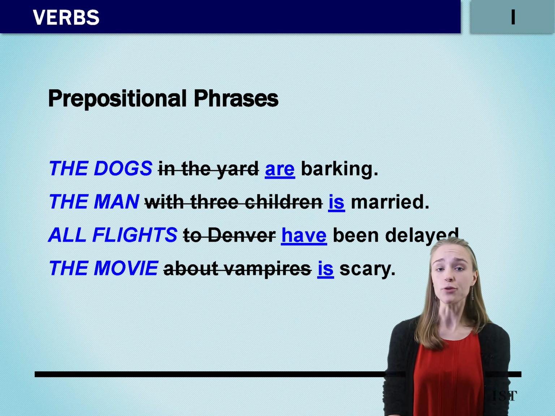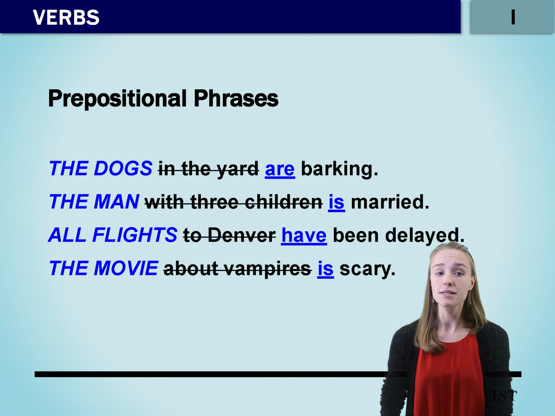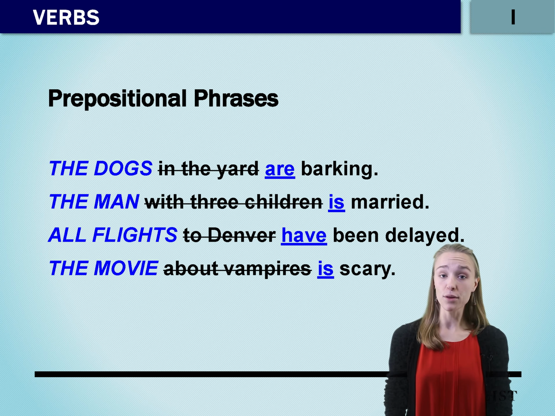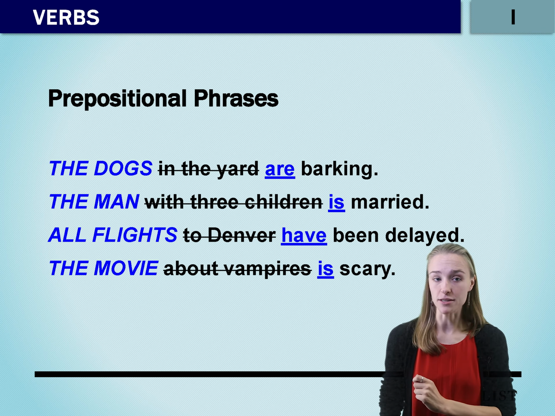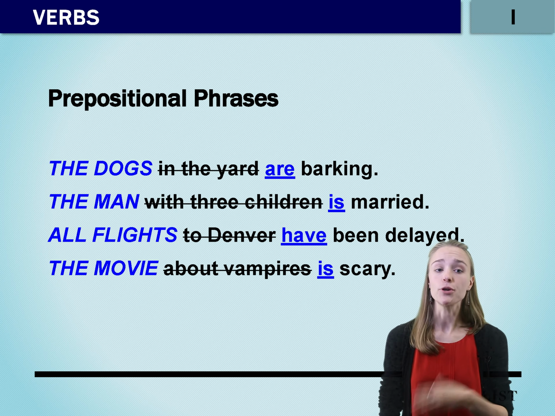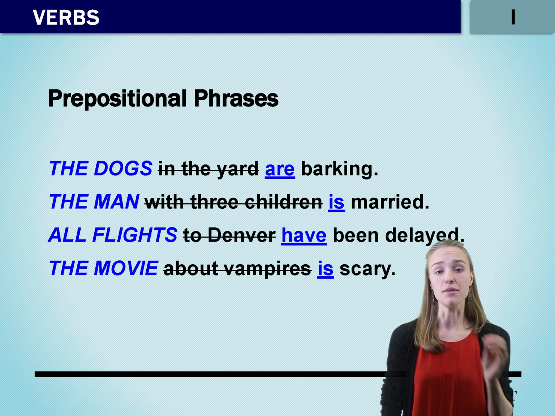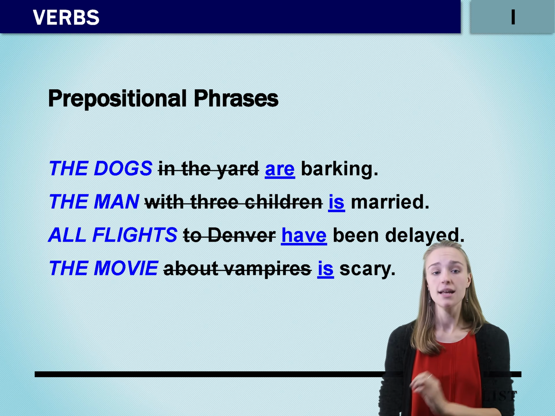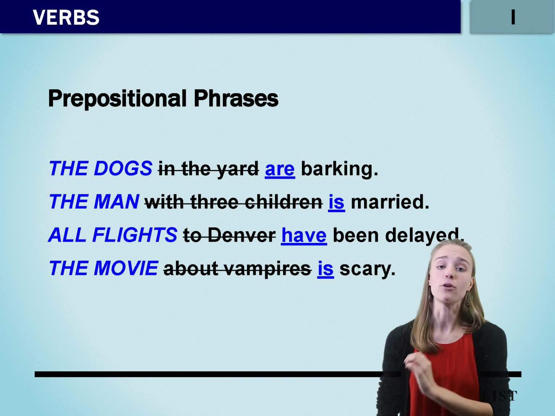This also applies for our other examples here. Our preposition in the next sentence would be with, and the object of that preposition is 3 children. So the man with 3 children is married. We're trying to focus on the man as our subject and is as our verb.